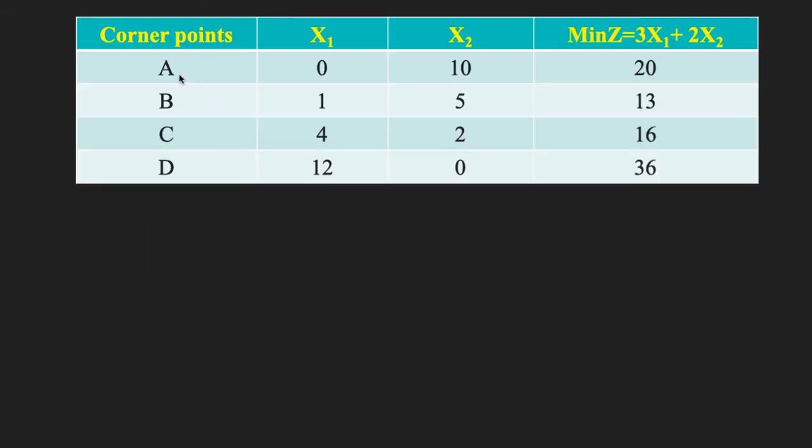So this is our point A where we have x1 is equal to 0 and x2 is equal to 10. So we are going to substitute this in min z is equal to 3x1 plus 2x2, right? Now this x1 value is 0, so the whole part will become 0.